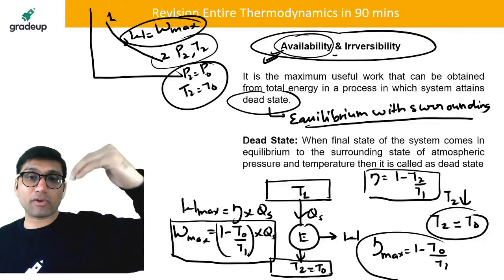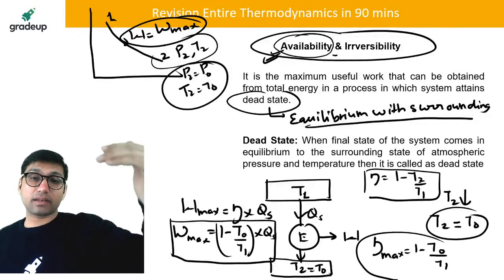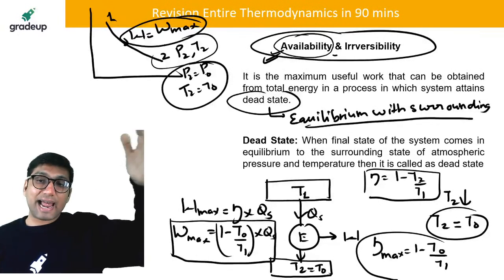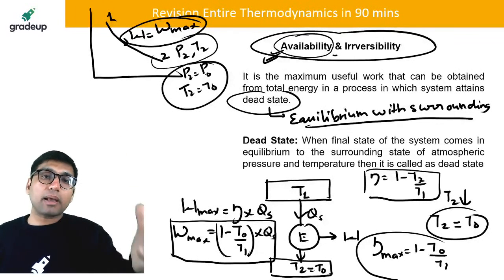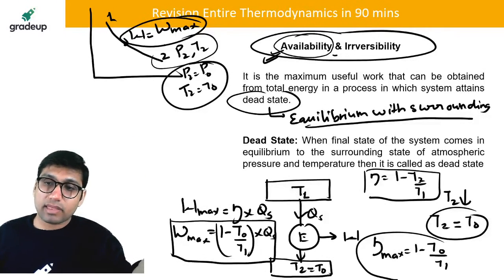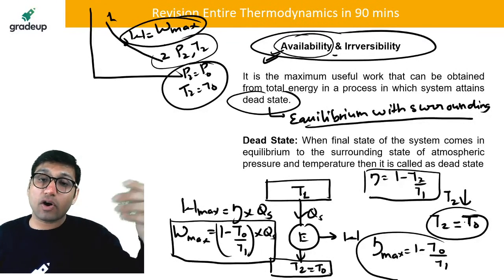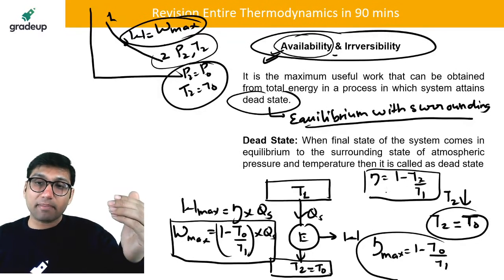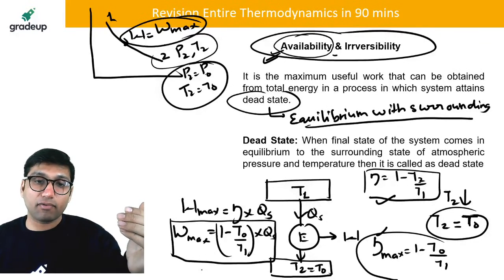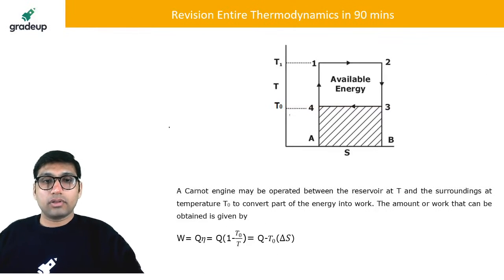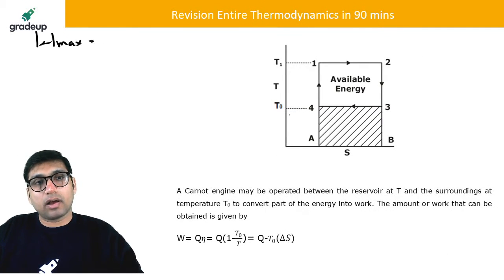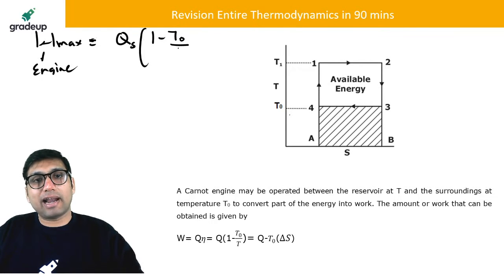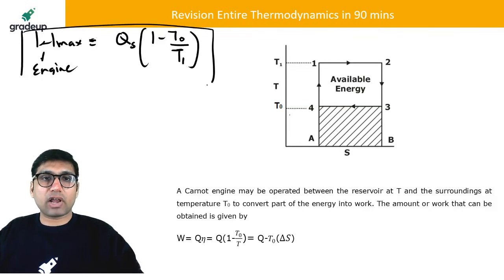If you want to obtain maximum work from this heat engine, it is only possible if the temperature at which heat is rejected becomes very minimum. How much can it become minimum? It can become equal to surrounding temperature, the temperature of the surrounding or atmosphere. In that situation, you will be getting maximum efficiency, and maximum work will be obtained from here. Okay. So this is how you find the maximum work for a heat engine: it will be equal to Q, the heat supplied, into 1 minus surrounding temperature divided by the temperature of the source. Okay, this is how you find the maximum work for the heat engine.